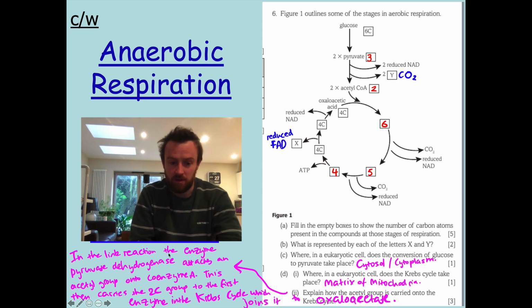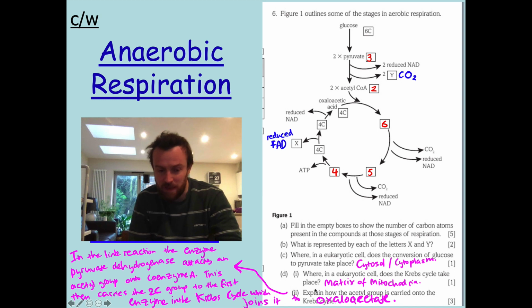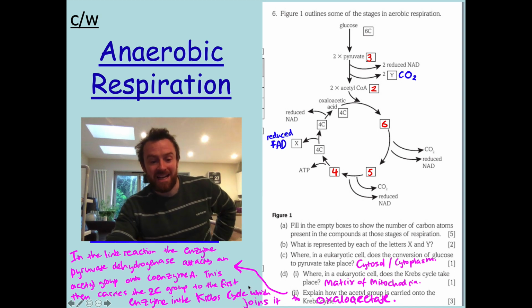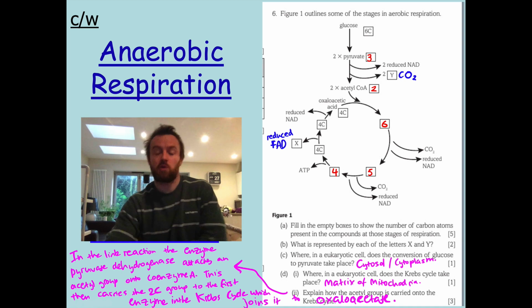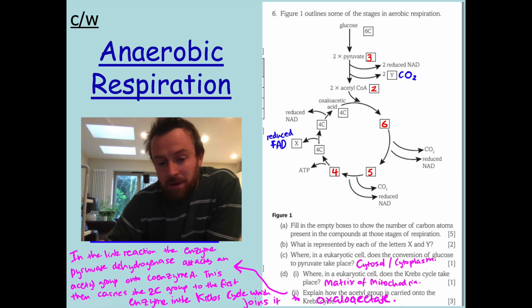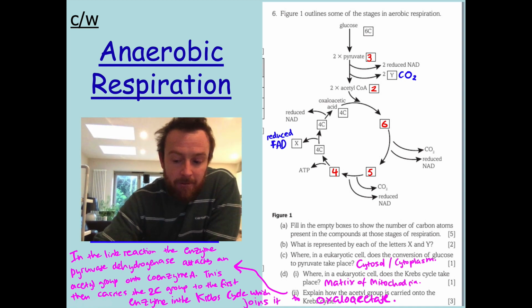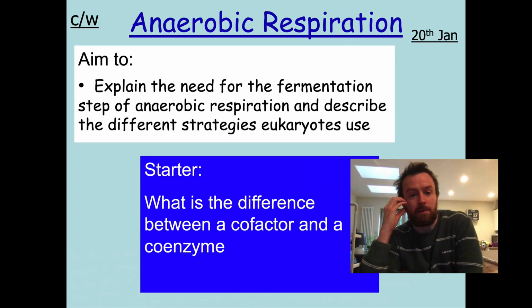I wrote it here. It's a bit difficult, I ran out of space there. I'll just read it to you. In the link reaction, the enzyme pyruvate dehydrogenase attaches an acetyl group onto coenzyme A. This then carries the 2C group to the first enzyme in the Krebs cycle, which joins it to oxaloacetate. That'd be 3 marks.